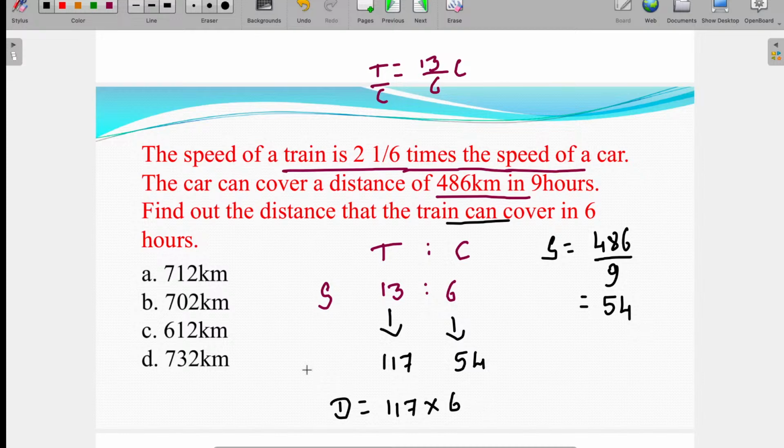Okay, 7 6s are 42. So I have my options. 600 plus 17 6s are 102. Then the total answer will be 702. Is it clear? Multiply that once again, and you can get it. You will get the answer. Clear? This concept you understood, right?